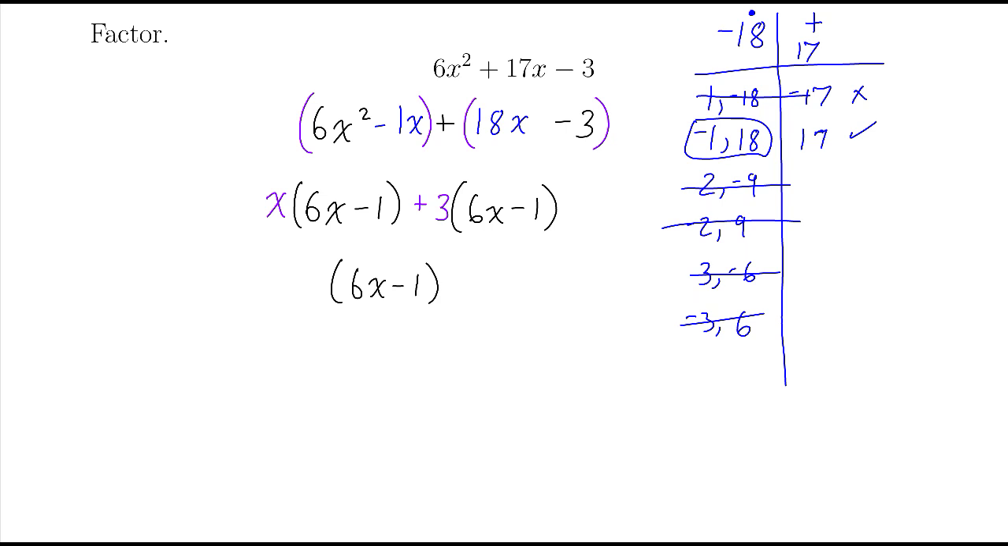Whenever you take out a common factor, remember you're dividing it out. So if I divided out 6x minus 1 here, I'm left with x. And if I divide this one by 6x minus 1, I'm left with plus 3, right? The leftovers, x plus 3. So you get rid of all this out of the way. I'm left with x plus 3. There it is, 6x minus 1 times x plus 3.